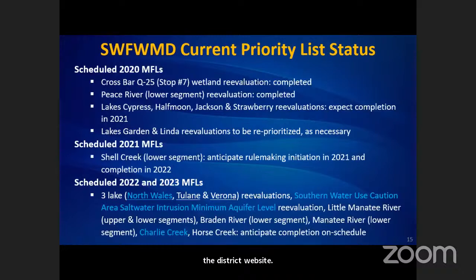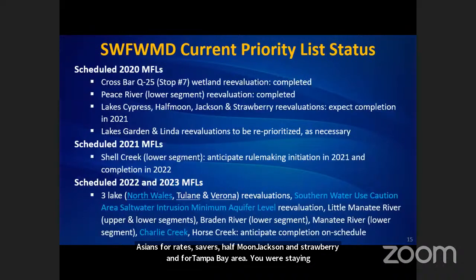So with regard to our current priority list and schedule, I wanted to note that numerous water bodies scheduled for 2020, I wanted to provide a little status update on all those, including the minimum flows and levels reevaluations that were completed for Crossbar 225 wetland, a wetland in the northern Tampa Bay area, a Lower Peace River minimum flow reevaluation, which was recently completed, reevaluations for lakes Cypress, Half Moon, Jackson, and Strawberry in the northern Tampa Bay area. Technical work's been completed and rulemaking ongoing, expected to be completed soon, in the next month or so.